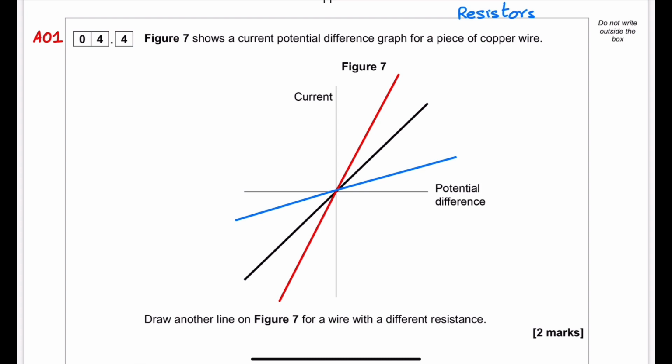Students have to ensure that the lines are drawn with the help of the ruler and passing through the origin. For low resistance and for the high resistance.